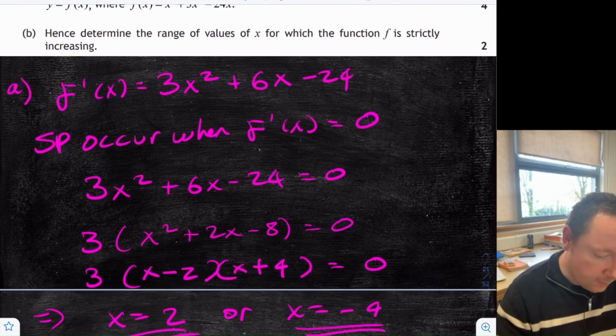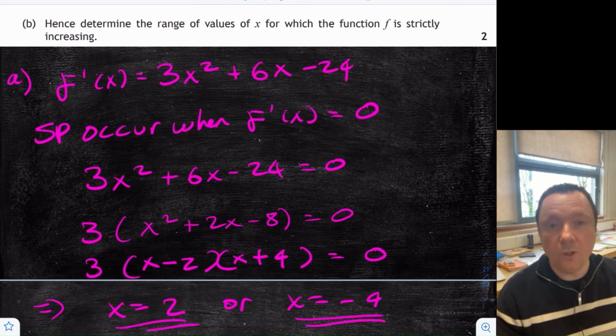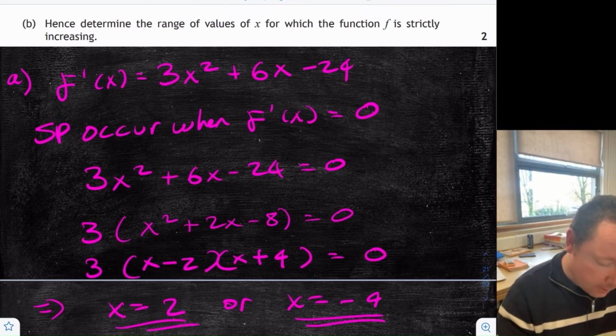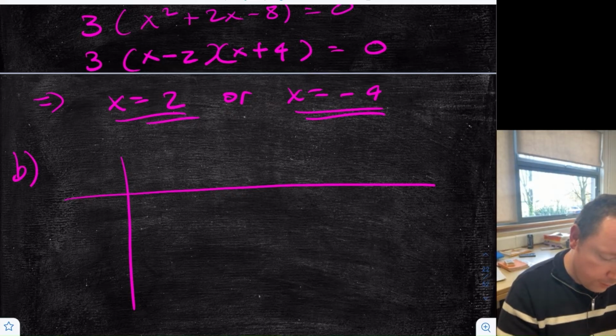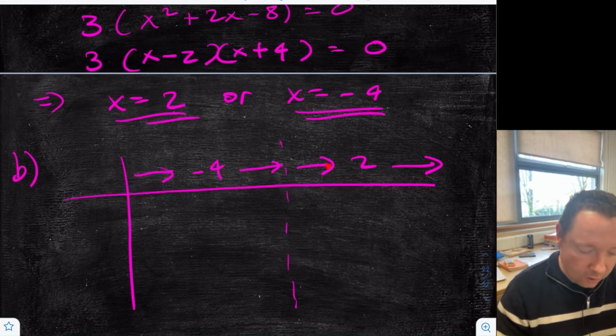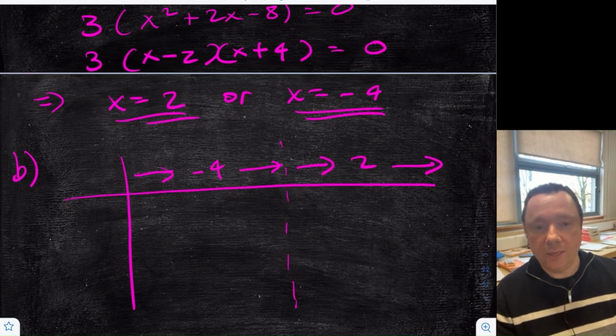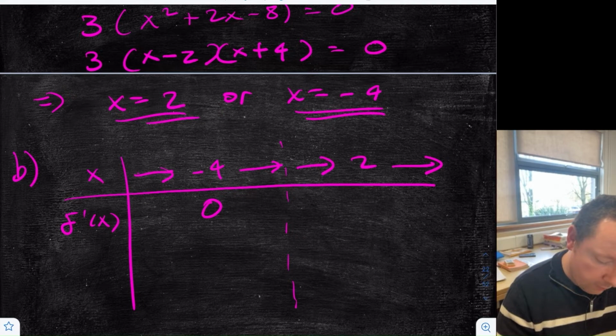Okay, part B. Determine the range of values for which the function is strictly increasing. So we need to work out when it's increasing, so we're going to do a nature table. So part B, using our nature table, we're going to go along to the vicinity of minus 4, and then we're going to do the same to 2, and then along. Notice I split this up into 2 turning points, just in case the function is not continuous here. That just saves me any bother. Okay, so that's my x. So my f dash x at this point, well, we already know that it's 0 at these two places.